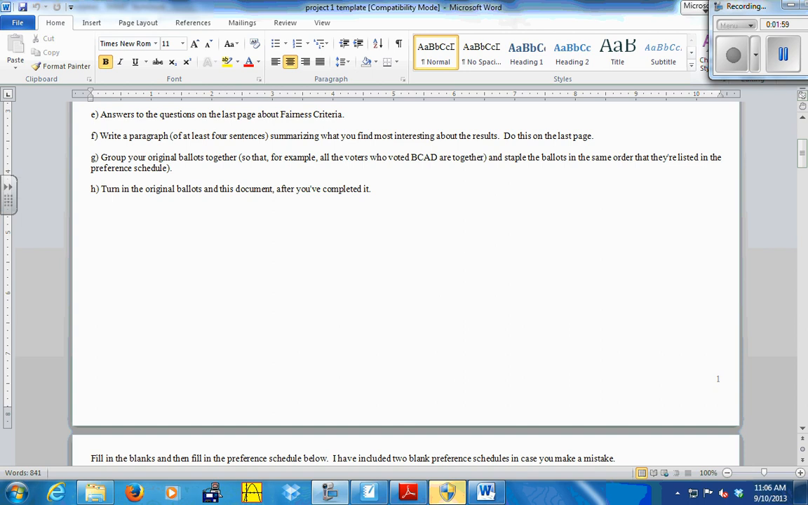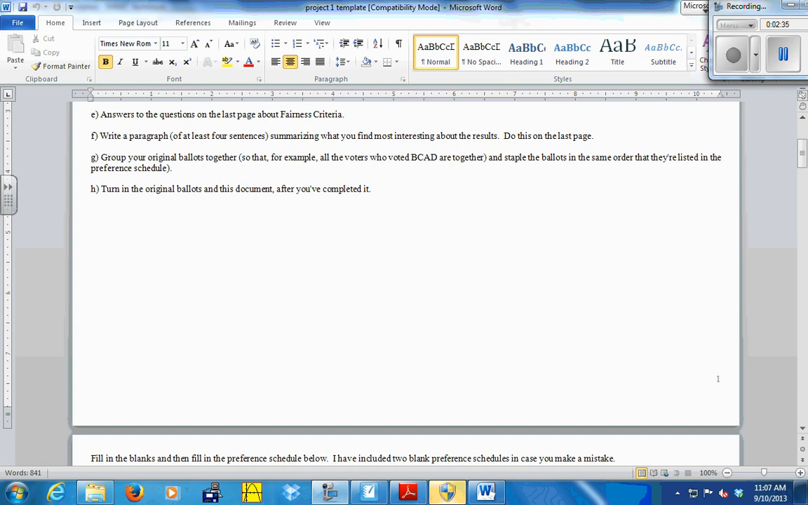Then the last couple of things you're going to do is write a paragraph of at least 4 sentences, summarizing what you find most interesting about your results. You're going to hand in all your ballots, right? So you're going to group all identical ballots together and staple them. All the voters who voted B, C, A, D, take all the ballots that look like that and staple them together. Okay? And then you're going to hand in all your little packets of ballots. And then you're going to turn in your ballots and the project at the end.